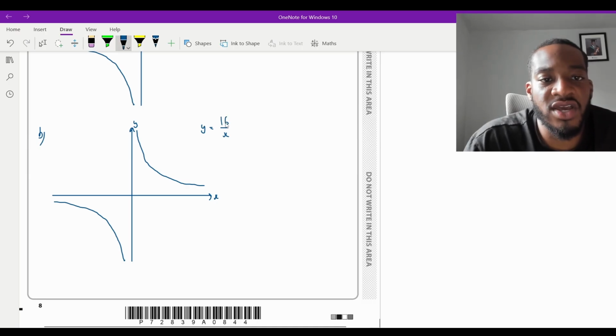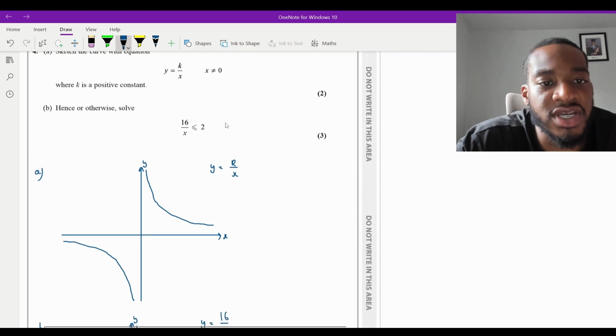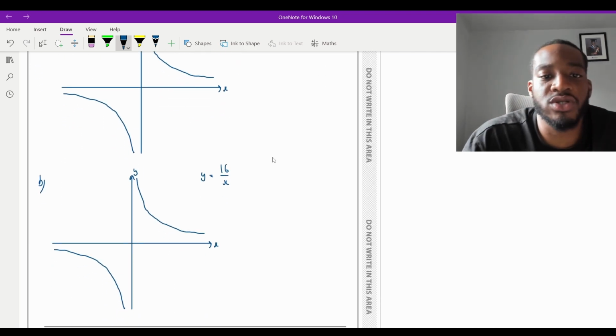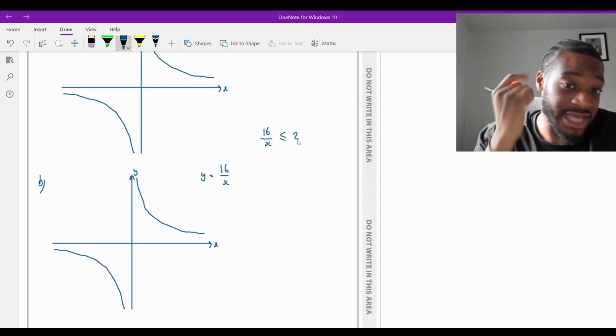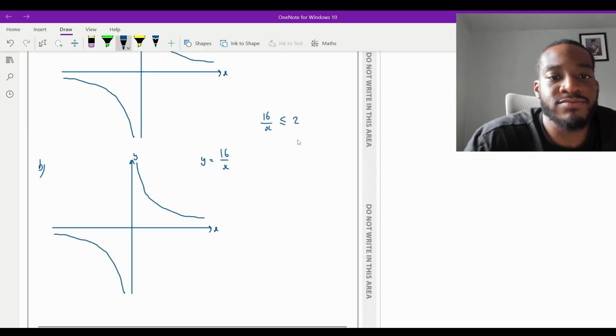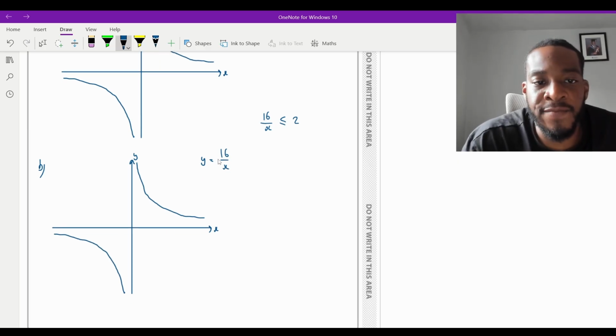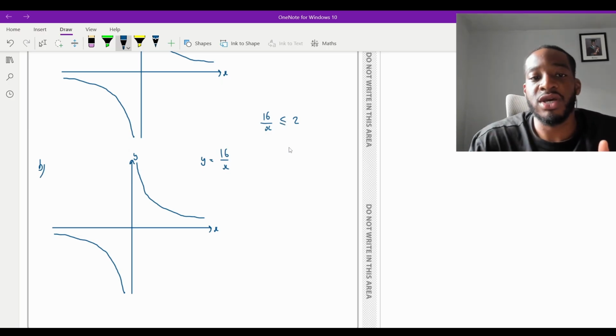And remember, what are we solving again? We're solving 16 over x is less than or equal to 2. So I'll just write this here. We're trying to find the values for x which satisfy that inequality. Now, I've got 16 over x here. Let's say it was equal to instead of less than or equal to. I'll need to see where the curve intersects the line.